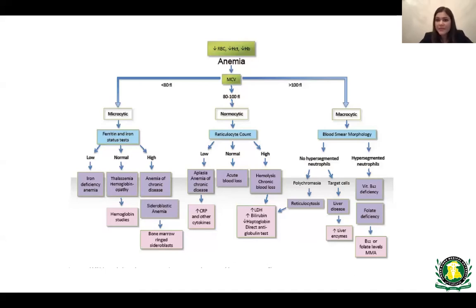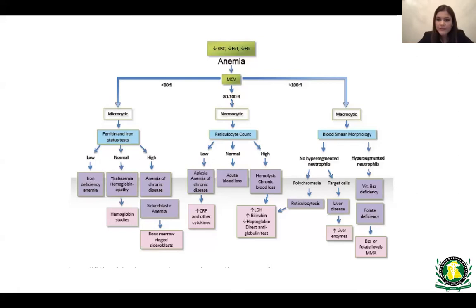And DAT testing. DAT testing actually tells us whether it's an autoimmune process, if it's warm autoimmune hemolytic anemia, or cold agglutinin disease. And further, we also have PNH and other diseases to consider at that time.